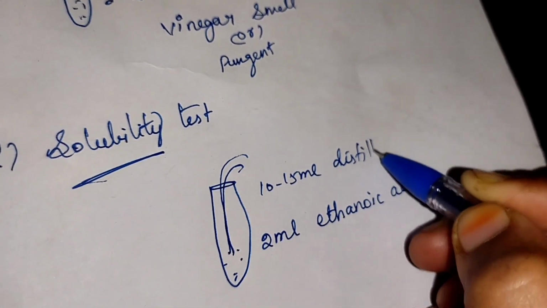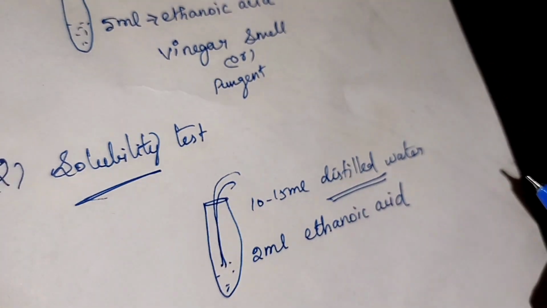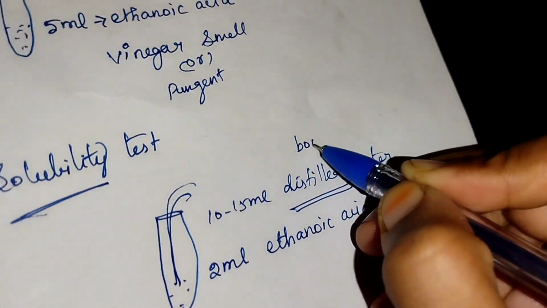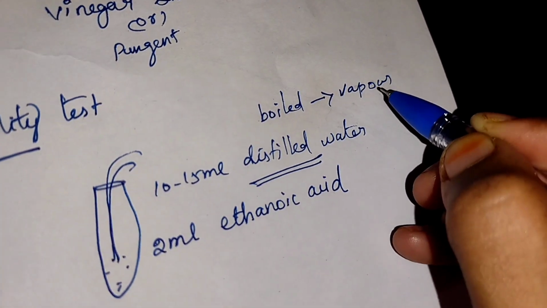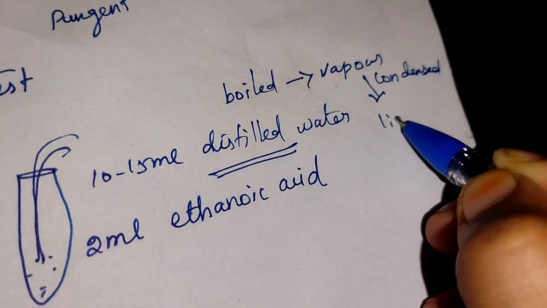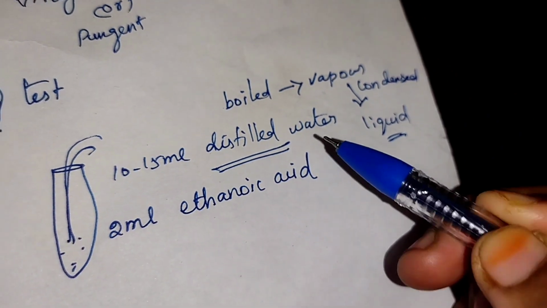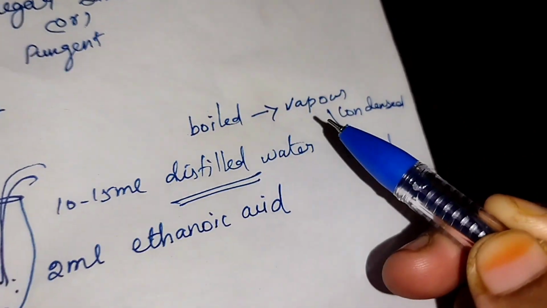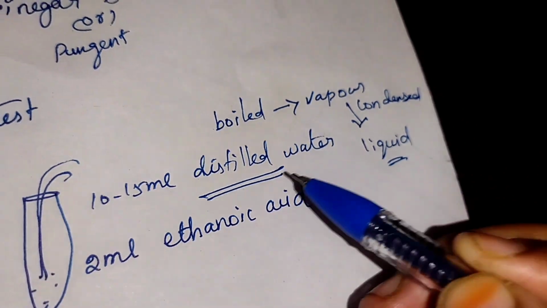What is meant by distilled water? Distilled water means purified water. How is it purified? Normal water is boiled into vapor. After that it is condensed back into liquid. That is a purified liquid, and that is known as distilled water.